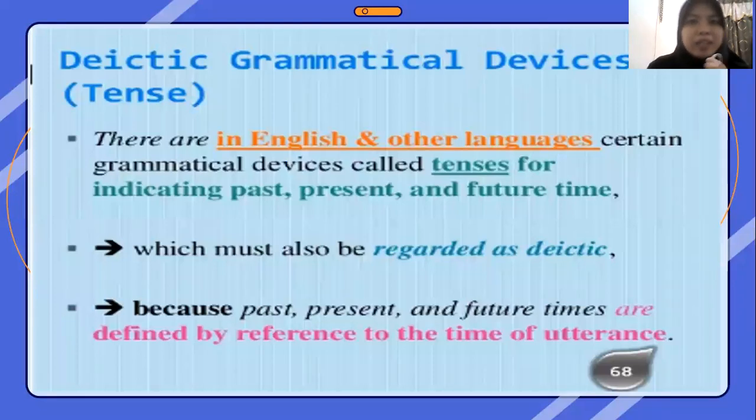Deictic grammatical devices or tenses. There are in English and other languages certain grammatical devices called tenses for indicating past, present, and future times, which must also be regarded as deictic because past, present, and future times are defined by reference to the time of utterance.